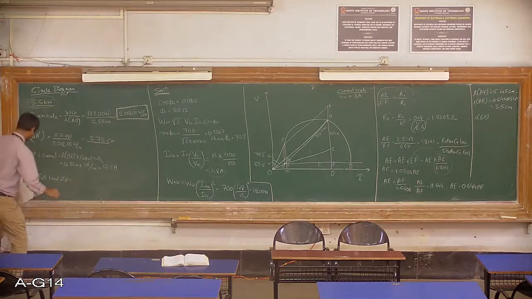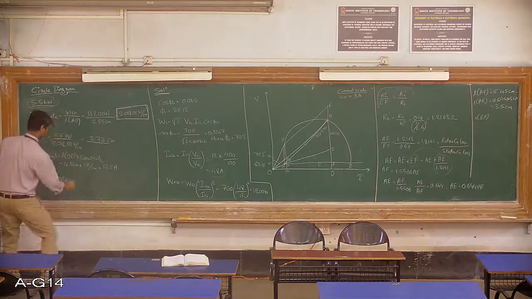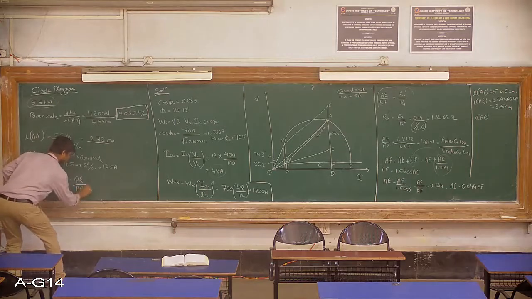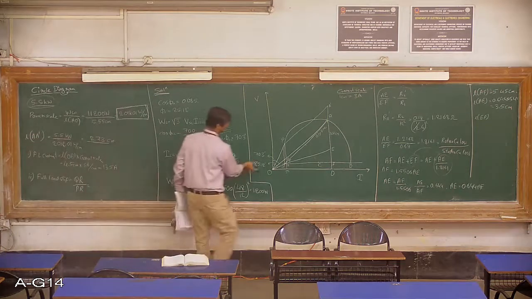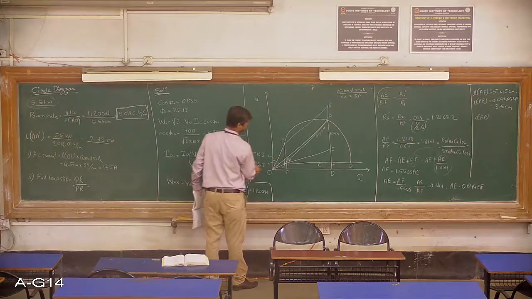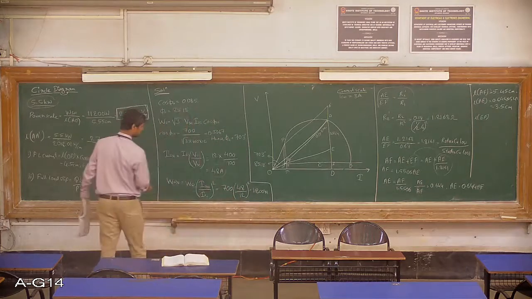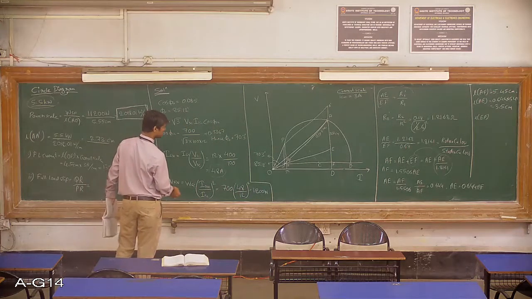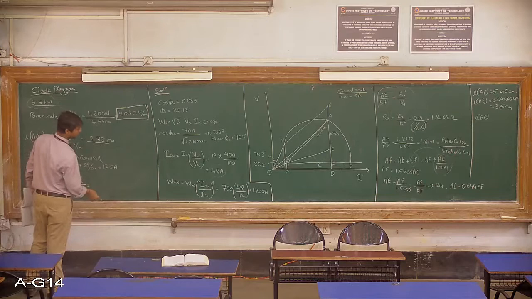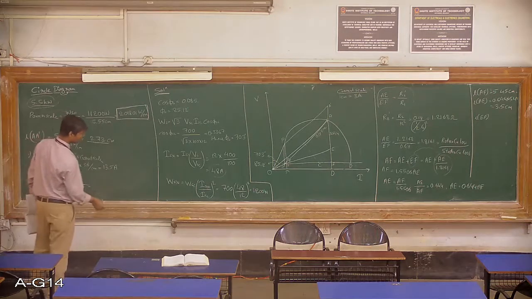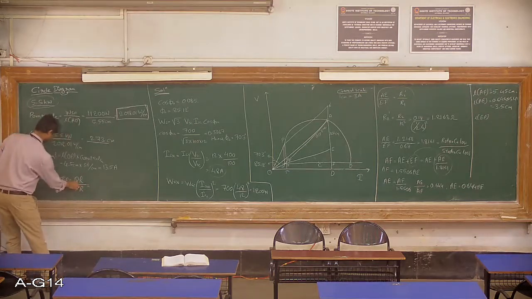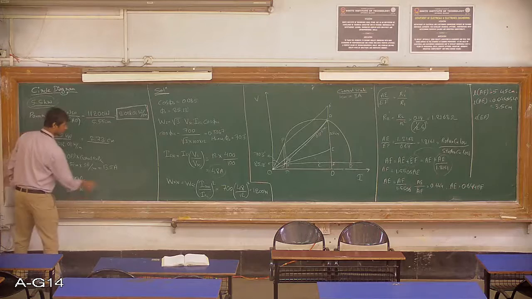Full load slip is QR divided by PR. Okay, that is giving us the full load slip, that is output divided by rotor copper loss. The total rotor input is nothing but full load slip, which is equal to QR by PR.